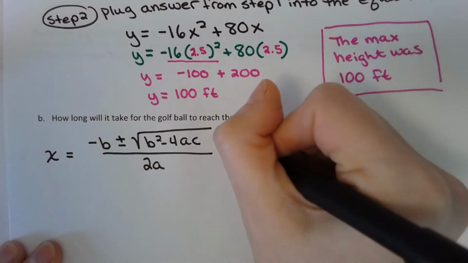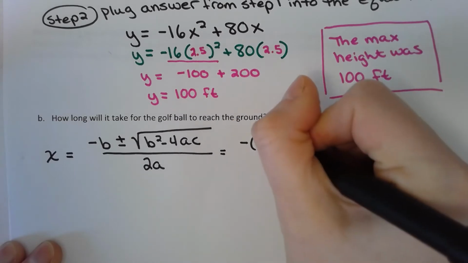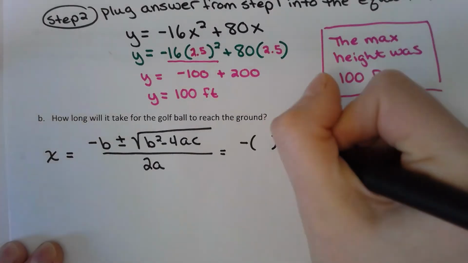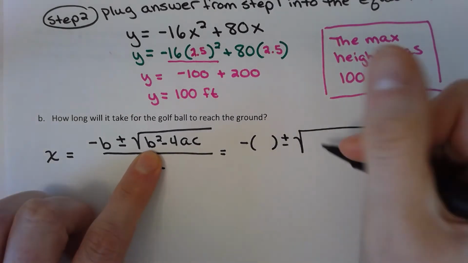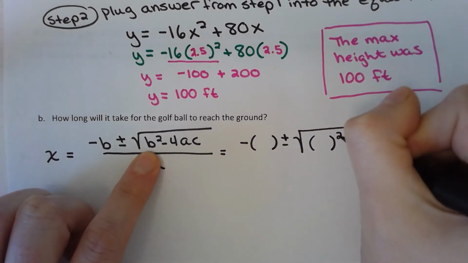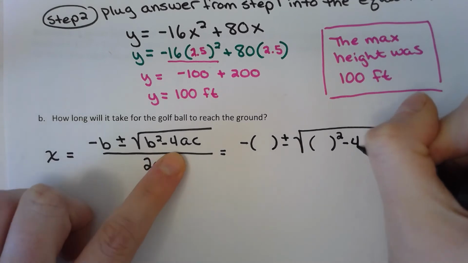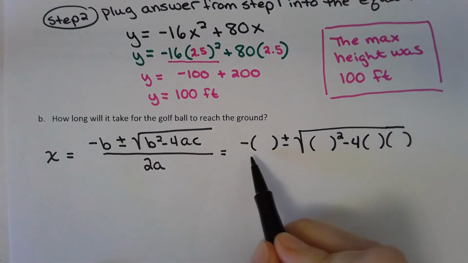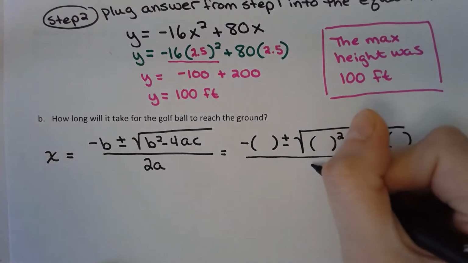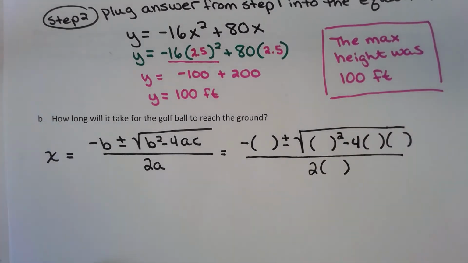I'm going to put negative my b value in a set of parentheses, plus or minus the square root. I've got b squared right here, so I'm going to put a set of parentheses squared, minus 4 times my a value and my c value. This whole thing is divided by 2 times a.